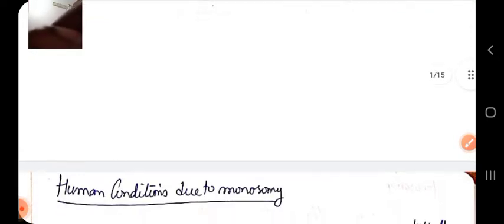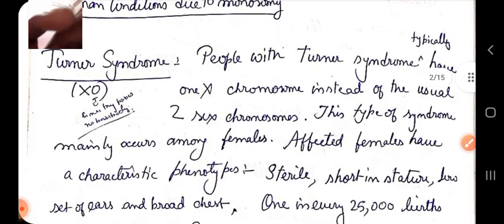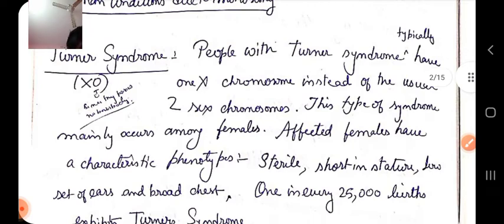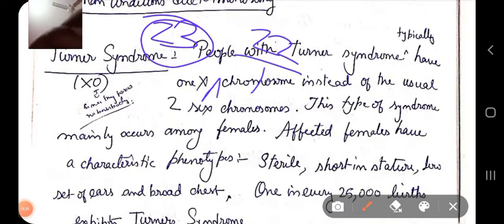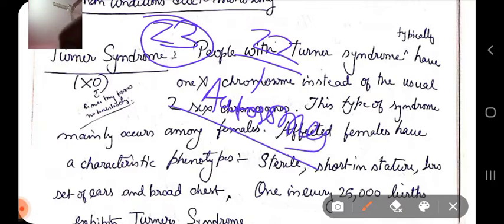Now let us see about the human conditions due to monosomy. The first one is Turner syndrome. In humans, Turner syndrome is the only full monosomy that can be observed. We know we have 23 pairs of chromosomes. Out of these 23 pairs, 22 pairs are known as the autosomes. And the last pair, the 23rd pair, is the sex chromosome pair.